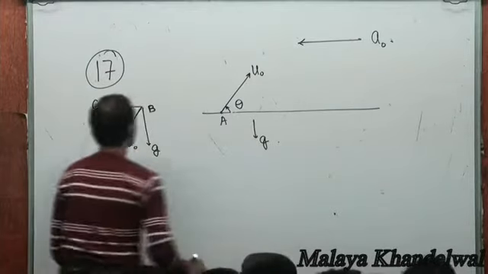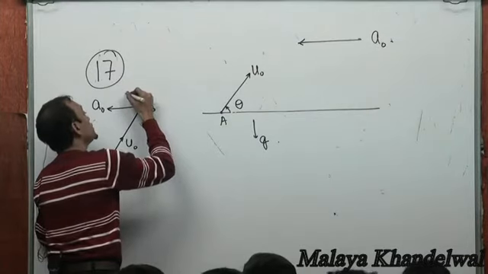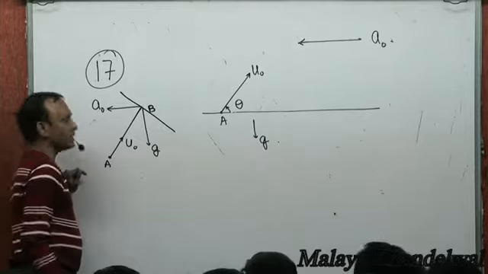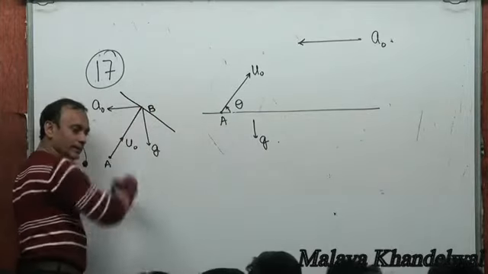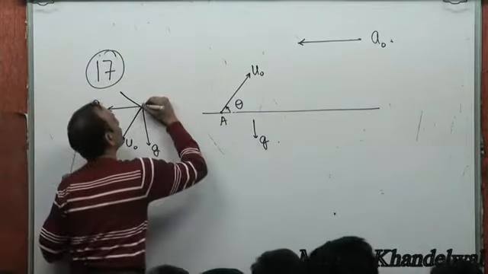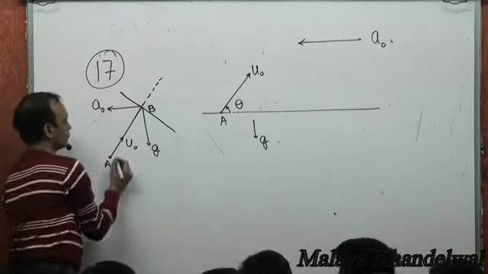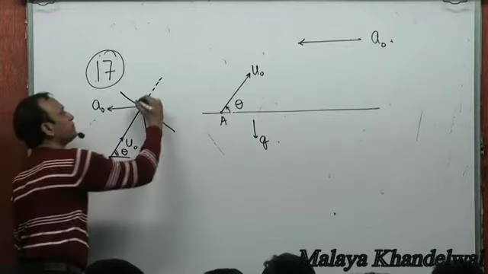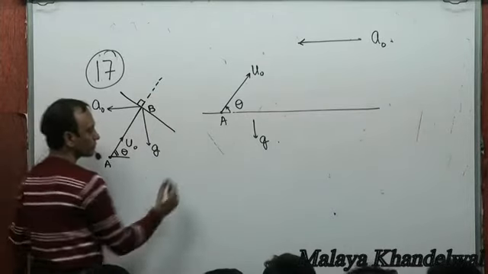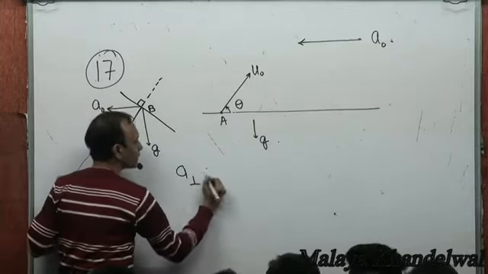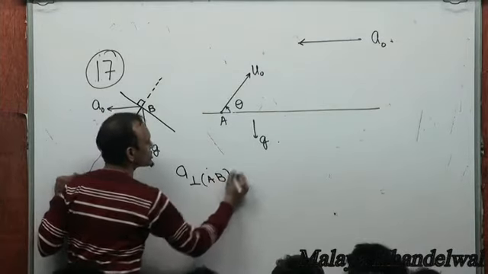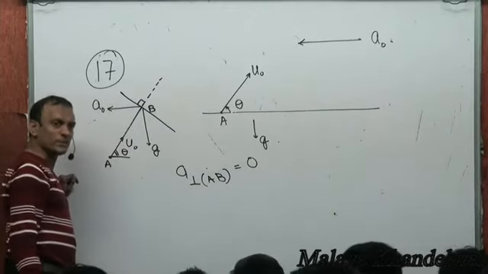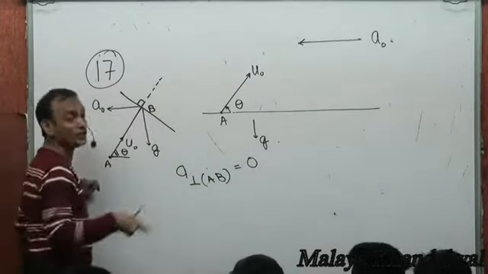That means the net acceleration perpendicular to AB must be 0. If the net acceleration is along AB, then the acceleration perpendicular to AB must be 0, yes or no? Right? This is the requirement. The net acceleration perpendicular to AB must be 0, so that the net acceleration is along AB.